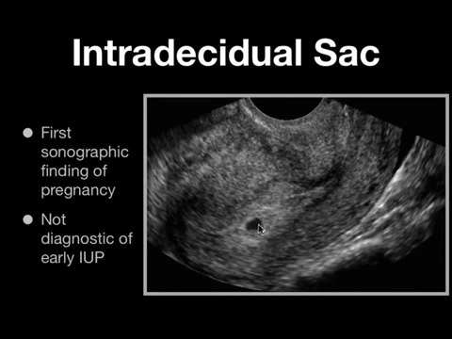Okay, so again, intradecidual sac. Here you've got this sonolucency here within the endometrium. Could it be an early IUP? Possibly. It's definitely the first sonographic finding of pregnancy, but it's not diagnostic of an early IUP. So anything before this approximate 4-week period of pregnancy, you're going to have a normal pelvic ultrasound. This is going to be the first thing that you see, but again, until there's a yolk sac or an embryo in there, you can't definitively call this an IUP, because there are other things that may look sonographically like an intradecidual sac, but they're not.